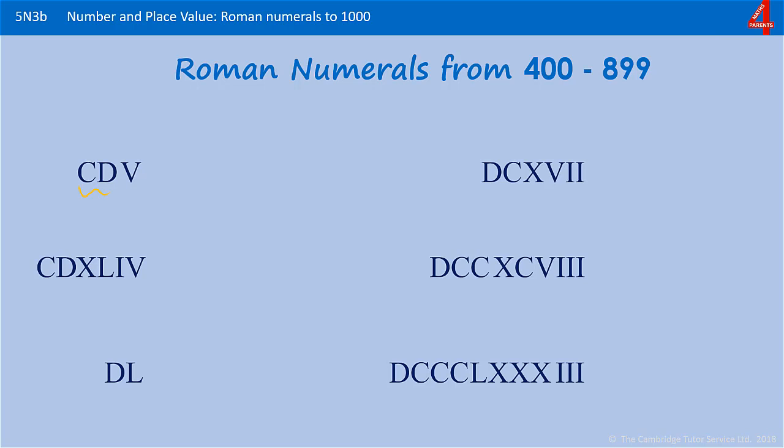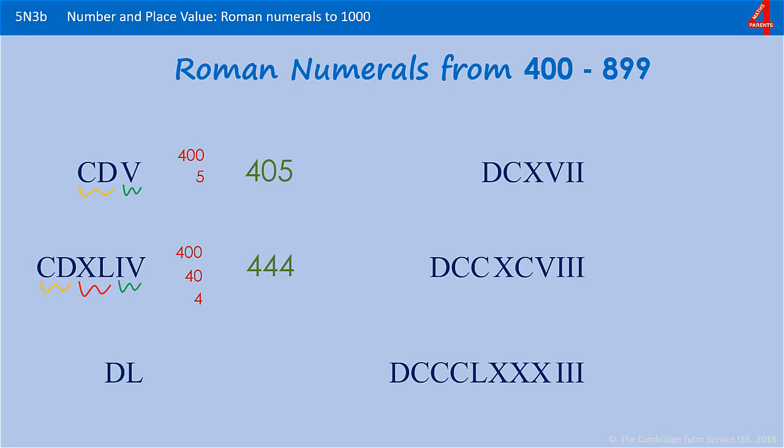First one, we start with 100, but that's followed by a D, which is bigger than 100. So that must be 400. And then the V is just 5. So this is 405. Next one, we have 100 in front of 500. So again, that's 400. Then we have 10, but notice that 10 is followed by a 50. So that must be 40. And finally, 4. That's 444.